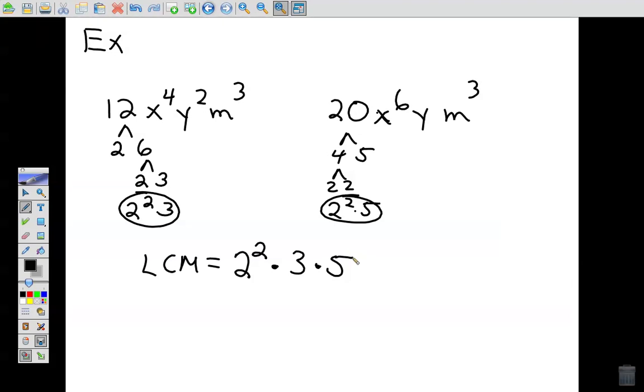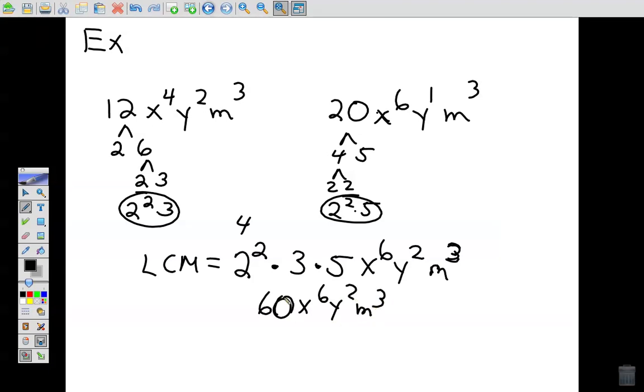Now, what do I have for letters? Let's see, x to the 4th, x to the 6th. Well, it's x to the 6th. How about the y's? Y squared, y to the 1st. Take the larger exponent. And then the m cubes are both m cubes, so it's just m cubed. So my answer would be, let's see, that's a 4. 4 times 3 is 12. 12 times 5, what is that, 60. X to the 6th, y squared, m cubed. And that is my least common multiple. So the topic of this video is least common multiple of algebraic expressions.